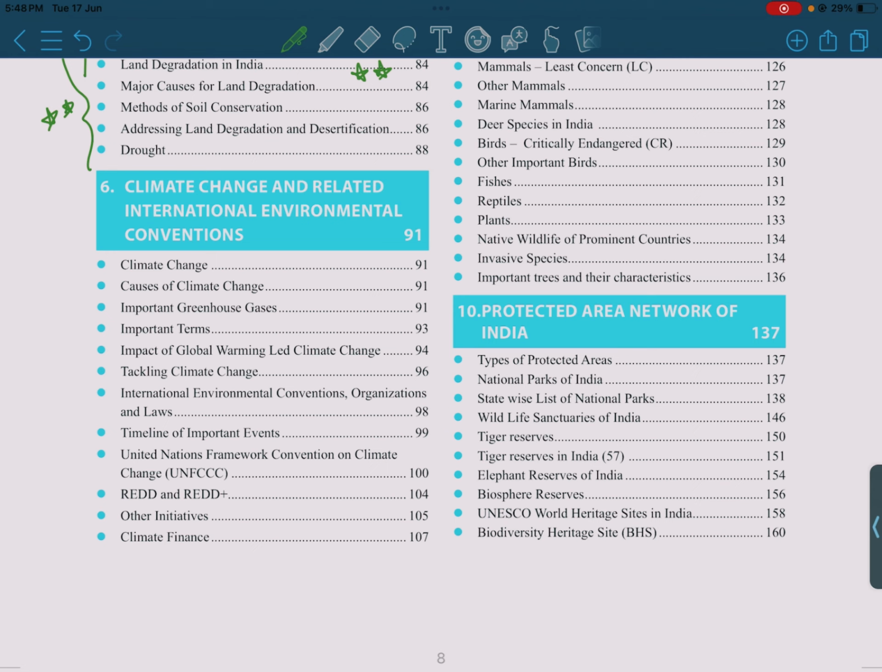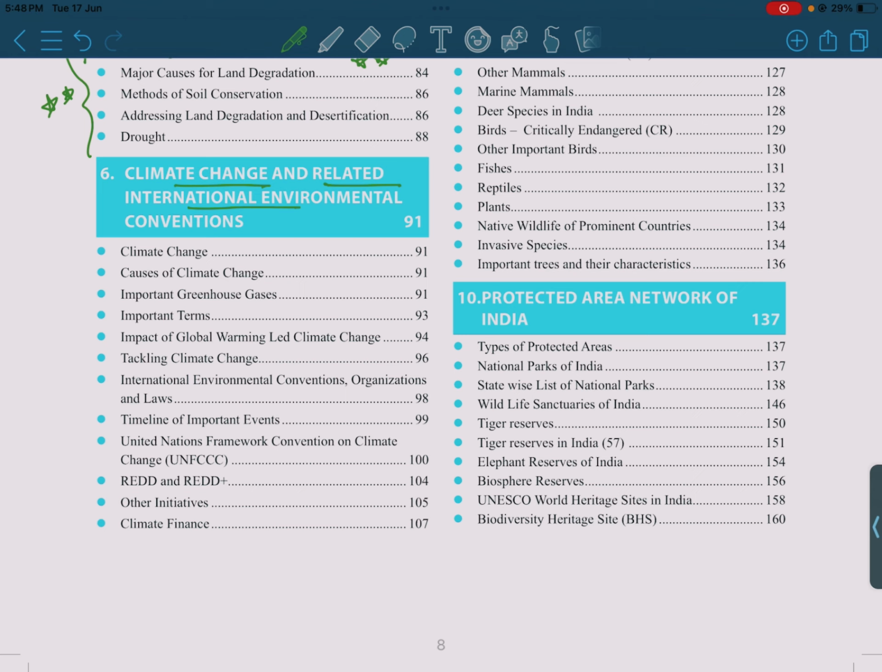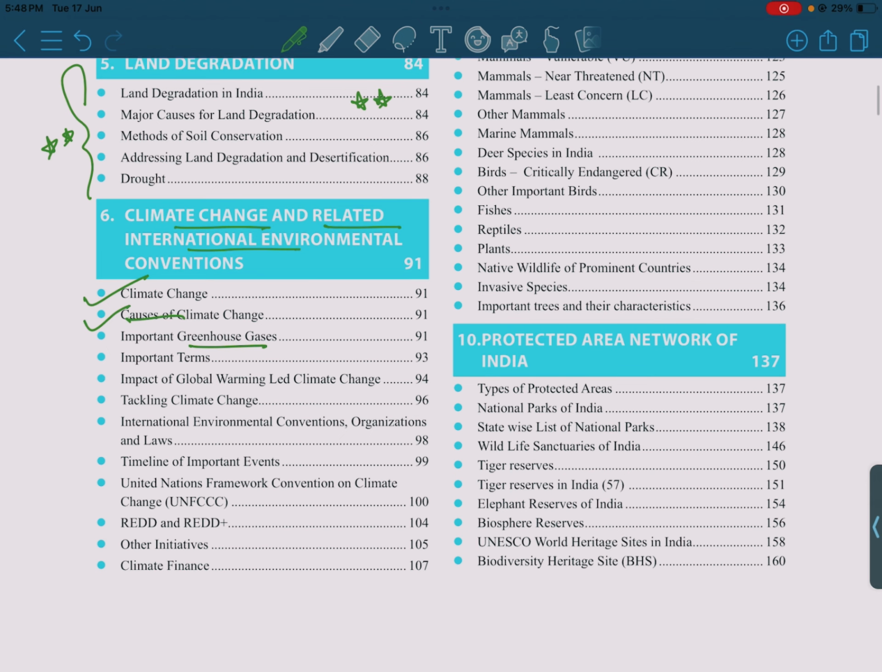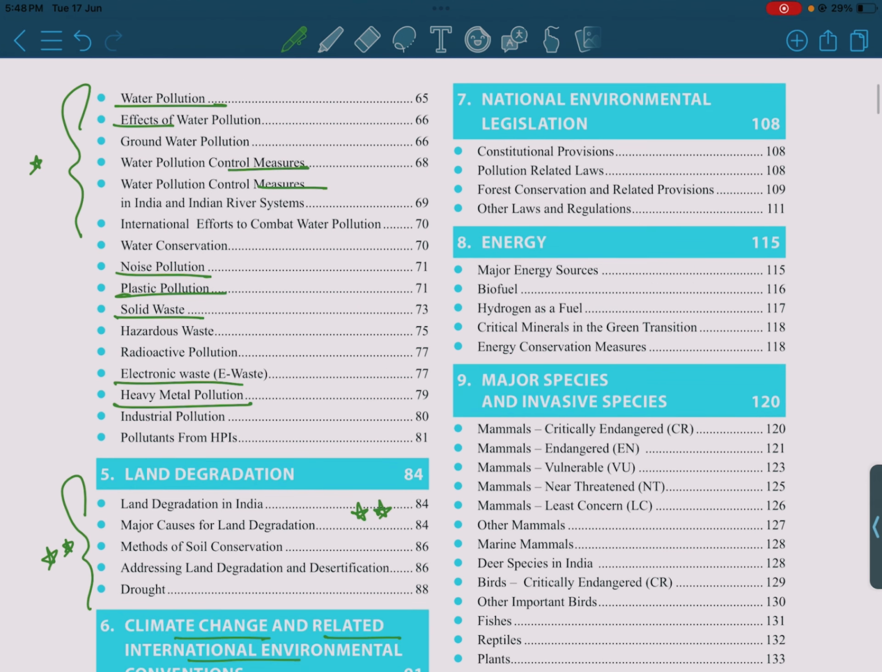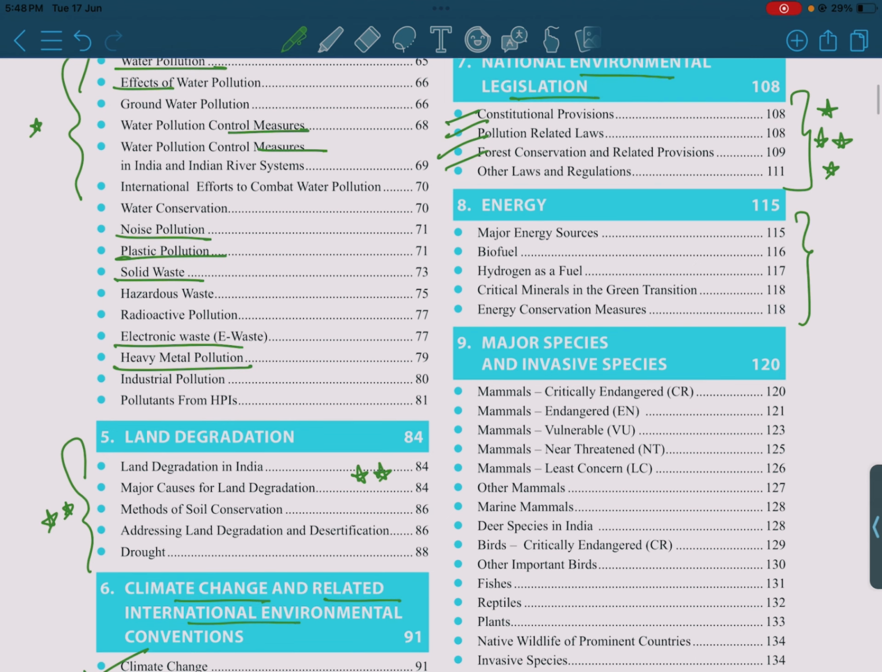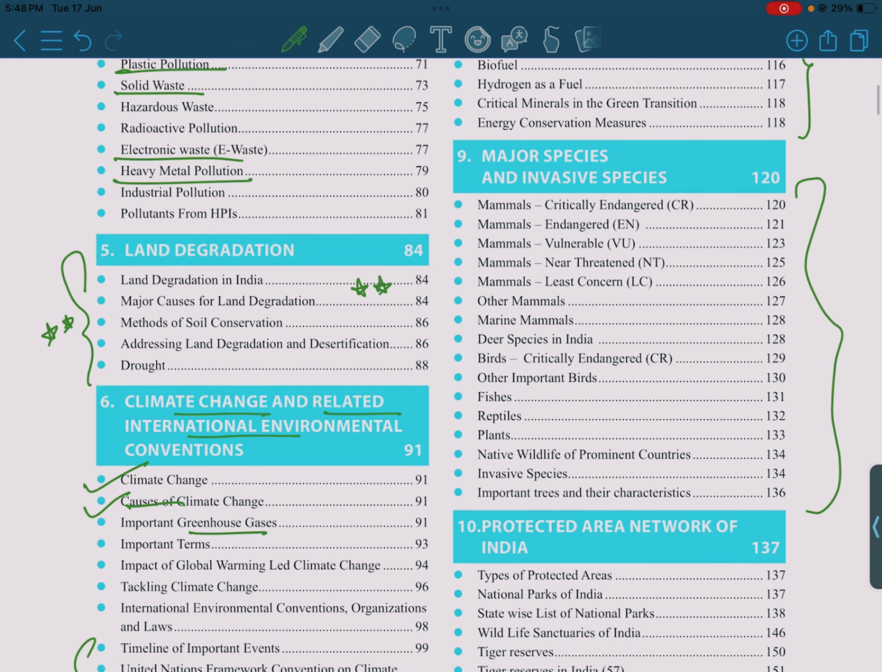Then once we discuss pollution, we will go to the topic of climate change and related international environmental conventions. In this topic we will discuss climate change, what the causes have been in recent years, which greenhouse gases are important, and then the efforts and measures taken. Then national environmental legislation, the laws passed related to conservation of the environment, and the constitutional provisions. And then we will see energy sources, major species, a little bit important.